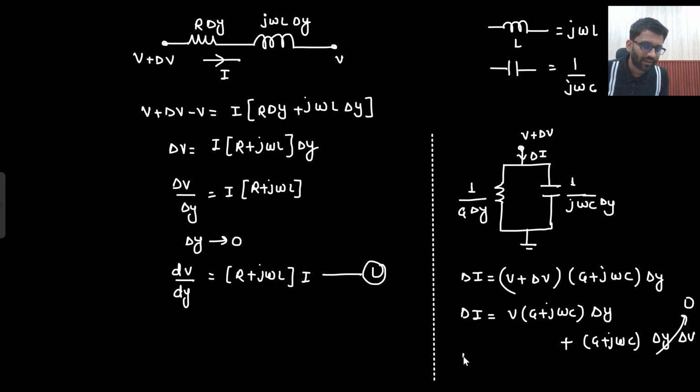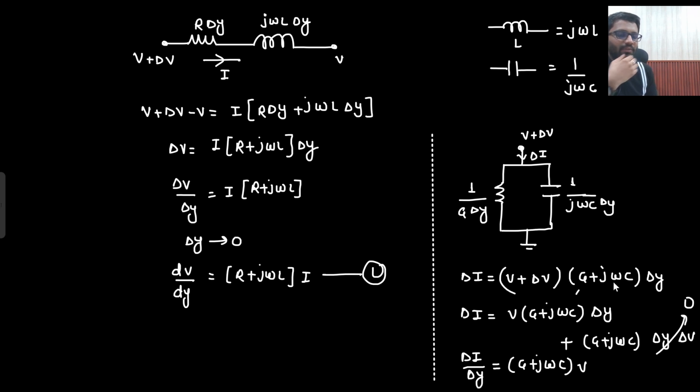So what are you getting from here? Delta I by delta Y is equal to (G plus j omega C) into V. Are you getting this derivation? What I am doing is V plus delta V, then the delta I equation I can write down very easily: V plus delta V into the total impedance, that is (G plus j omega C) into delta Y. Not impedance, sorry, this is admittance. This is not impedance, this is what we call admittance. So total admittance is (G plus j omega C) delta Y.